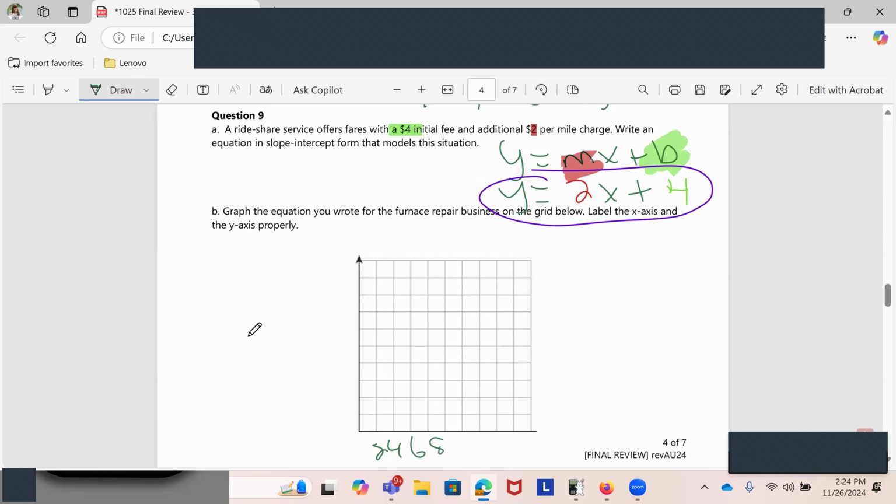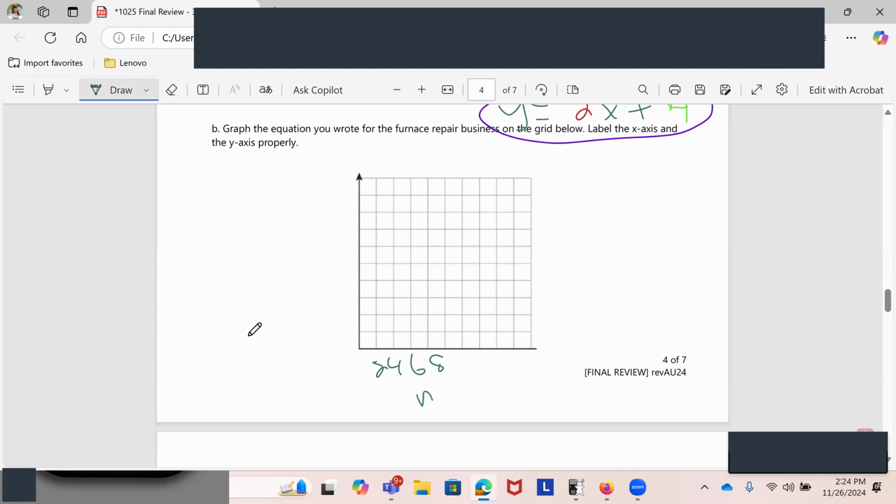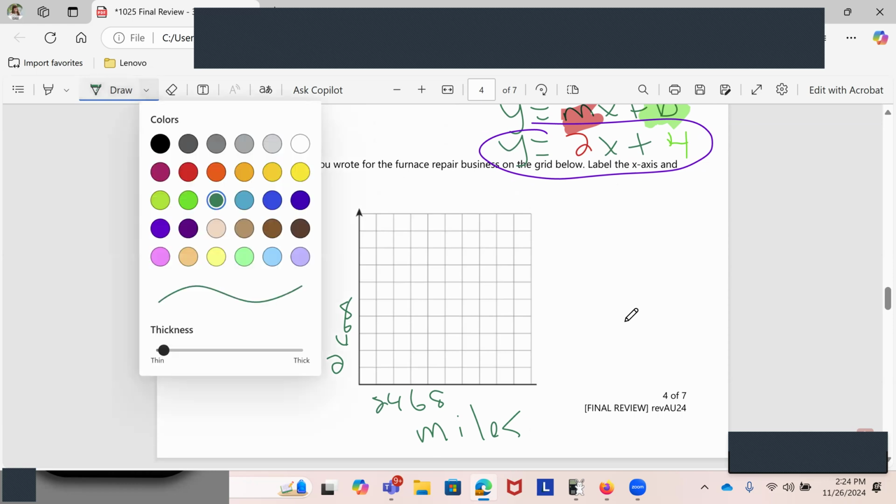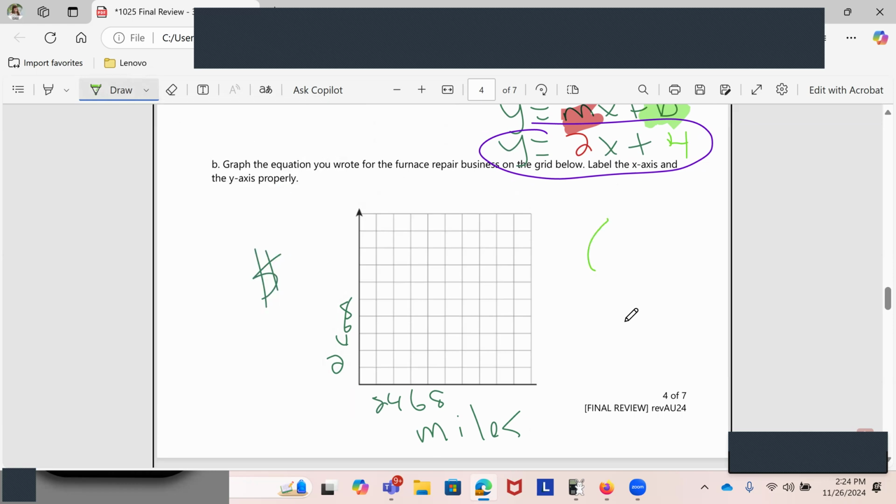And we're talking about miles across the bottom. Got to have our labels in. And cost along the side. And we also went up by 2s there as well. 2, 4, 6, 8. To graph it, there's a couple different ways you can do it. The way we were taught in the book was to graph the y-intercept. So let's graph the 0, 4. That's on the y-axis, so that's going to be right here.